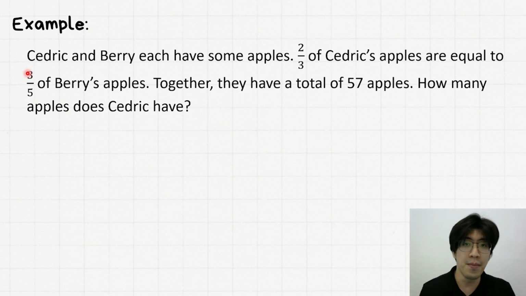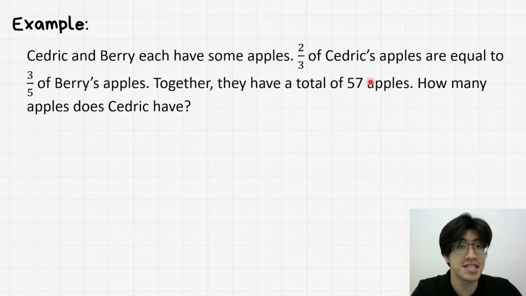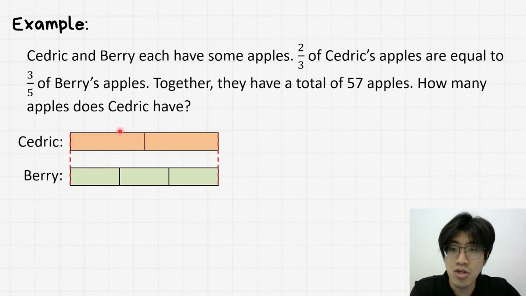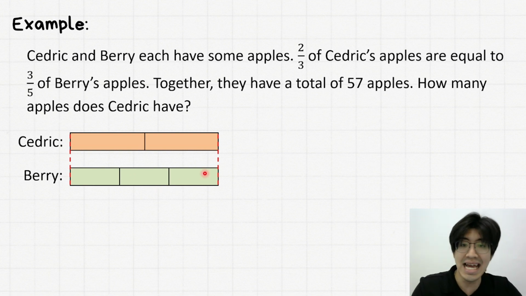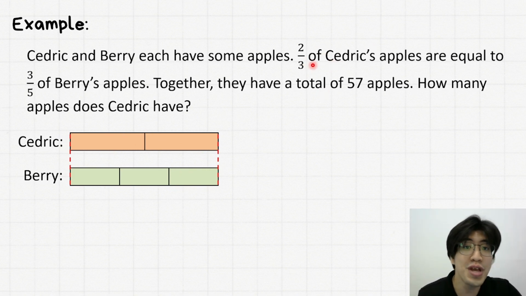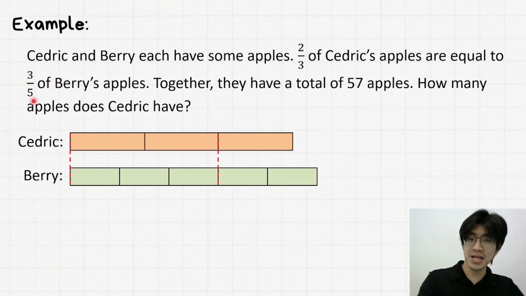Well, we could draw out the model. So over here we can see that 2 parts or 2 units of Cedric's apples are equal to 3 units of Barry's apples. So 2 units, 3 units, and you can see that I intentionally draw so that they are equal in sizes. But does that complete the model? Well, no, this is only the part where they are equal. In total, Cedric would have 3 parts, 3 units, and Barry would have 5 units. So let me complete the model.